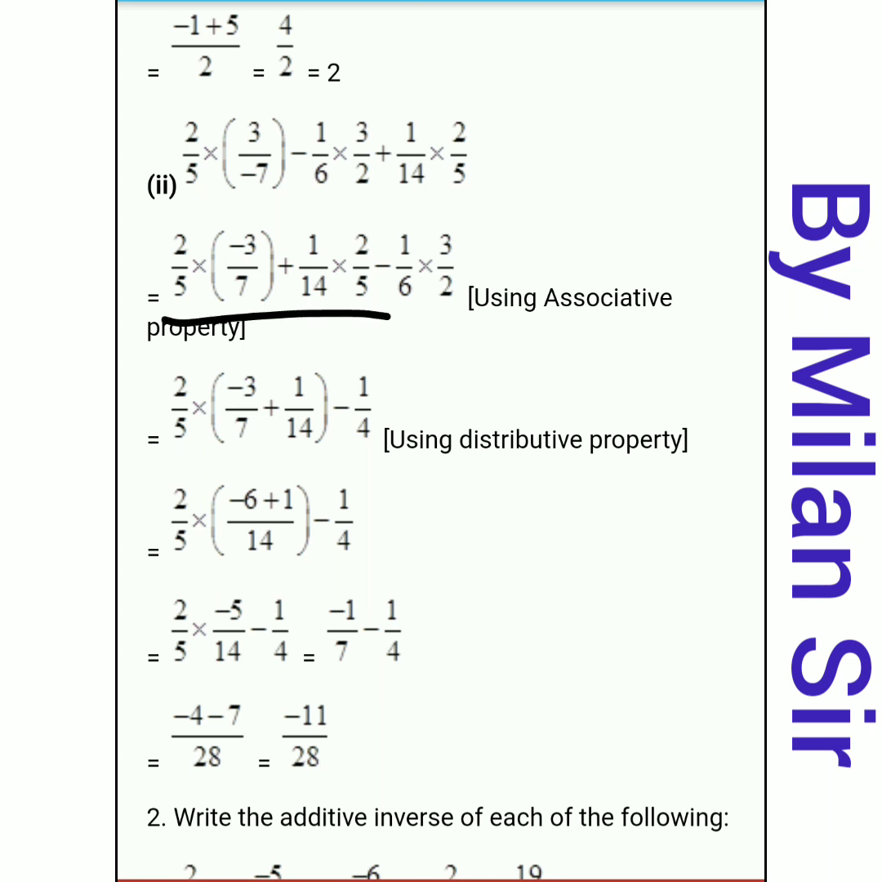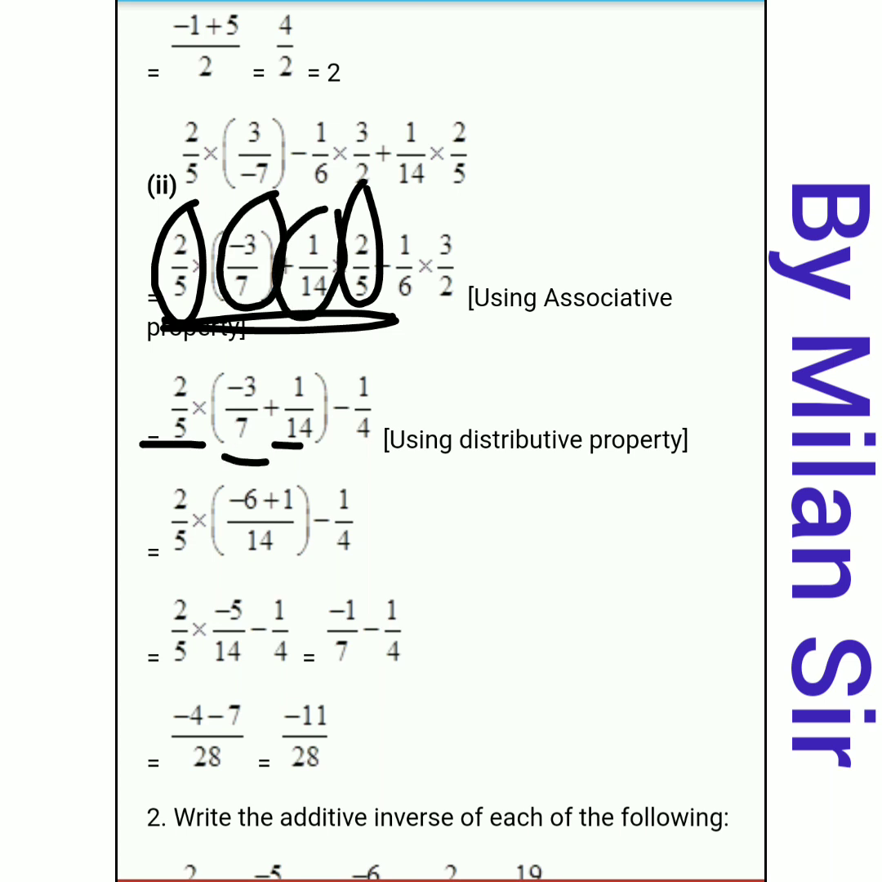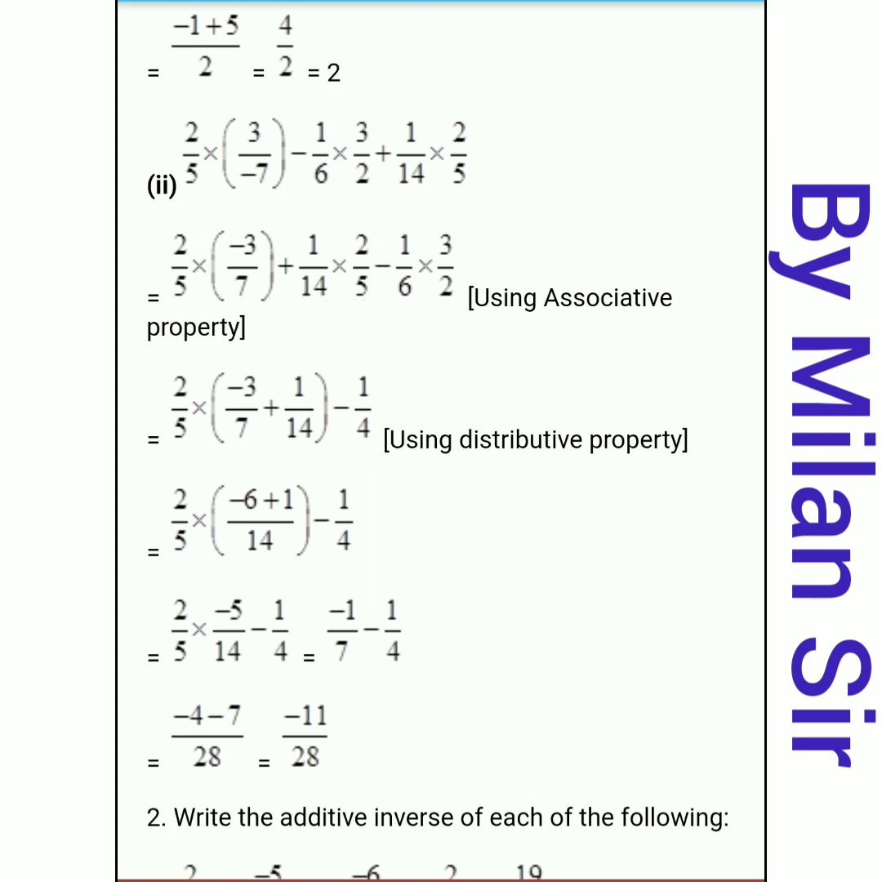Okay. Now in these two terms 2 by 5 is common, right? In first and second term 2 upon 5 is common. So we can take common 2 upon 5. So what is remaining in the bracket? Here minus 3 by 7. Here plus 1 by 14. Okay. Again 2 upon 5 is common. So it is cut. 2 upon 5 common. So what is remaining? Minus 3 by 7 and plus 1 upon 14.